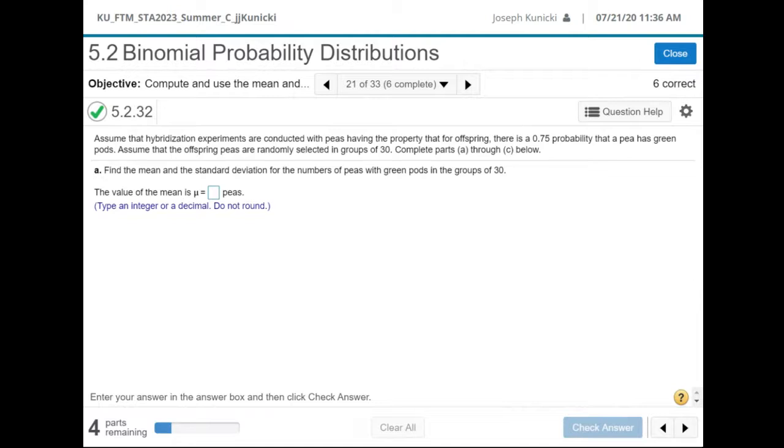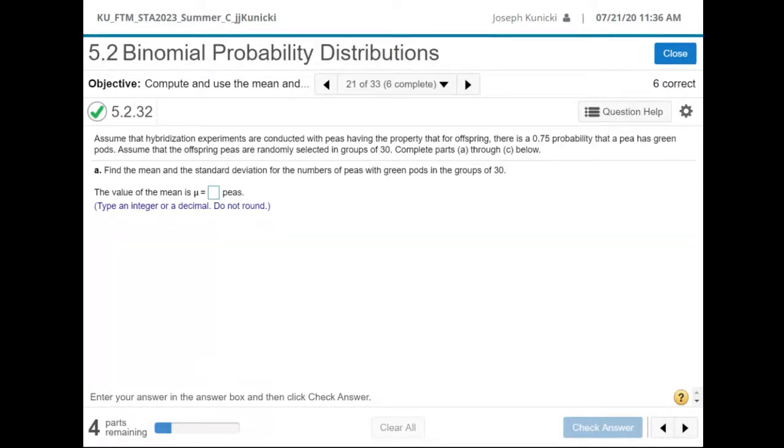Now this one, you don't really need StatCrunch for this, because for a binomial, the mean mu is NP. So it's 0.75 times 30, which is 22.5. And then sigma is the square root of NPQ. So it's the square root of 22.5 times 0.25. Obviously you need a calculator to do that.